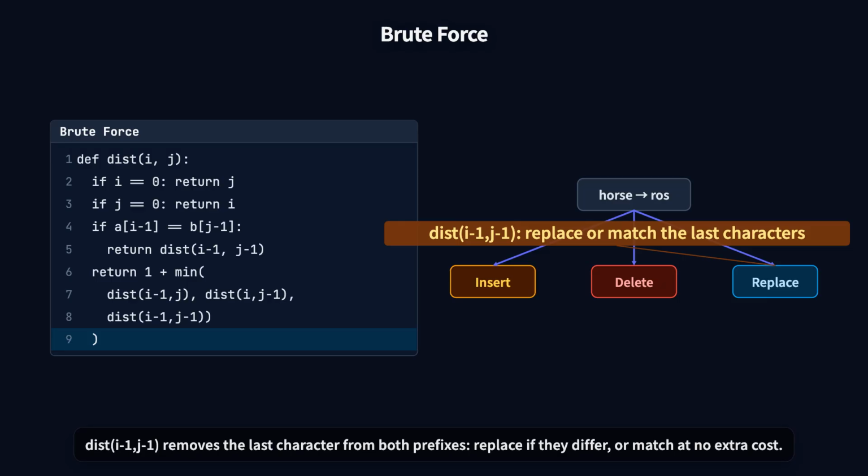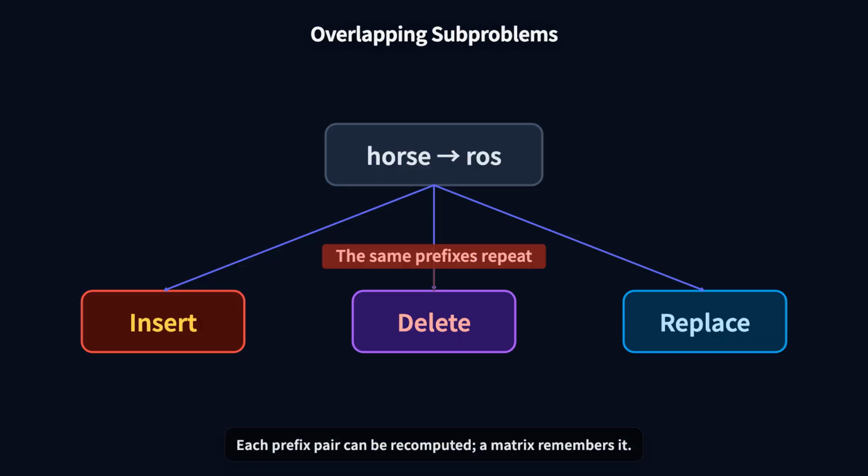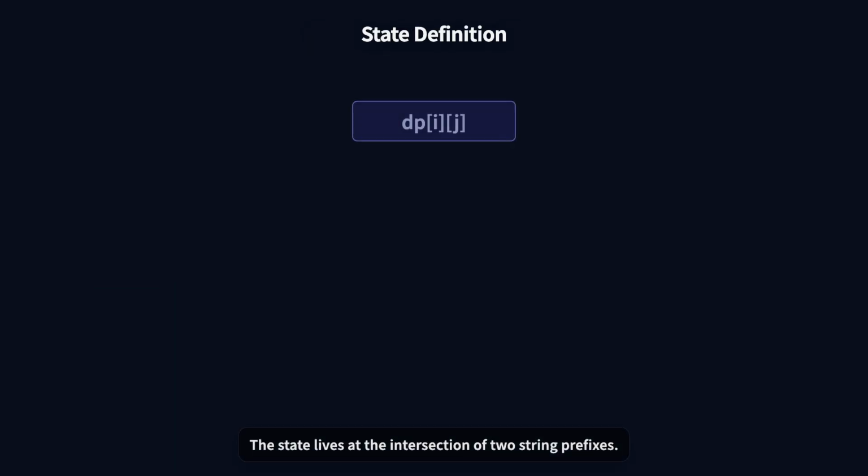dist(i-1, j-1) removes the last character from both prefixes, replace if they differ, or match at no extra cost. Each prefix pair can be recomputed. A matrix remembers it. The state lives at the intersection of 2 string prefixes.